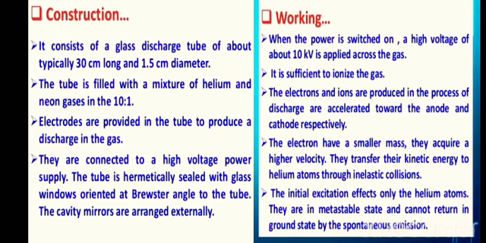Working. When the power is switched on, a high voltage of about 10 kilovolts is applied across the gas. It is sufficient to ionize the gas. The electrons and ions produced in the process of discharge are accelerated towards the anode and cathode respectively. Since the electrons have a smaller mass, they acquire a higher velocity and transfer their kinetic energy to helium atoms through inelastic collisions. The initial excitation affects only the helium atoms. They are in a metastable state and cannot return to the ground state by spontaneous emission.